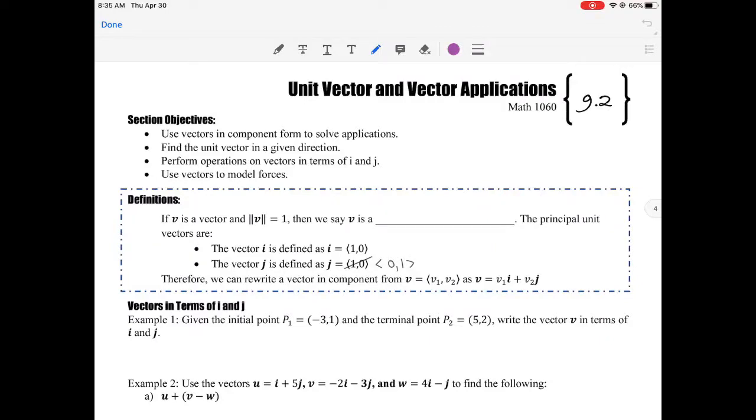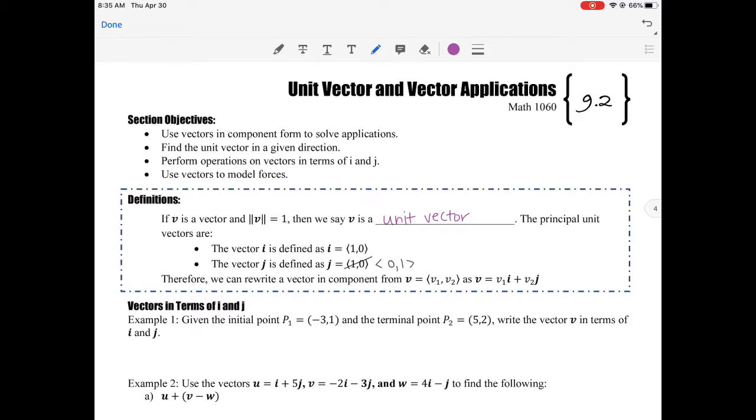Okay, today we're continuing to develop our understanding of vectors. So if v is a vector and the magnitude or length of that vector is 1, we always call that a unit vector. So the principal unit vectors are, if we're talking about the x direction, it will just be positive 1 in the x direction, so we're going to call that the unit vector i.